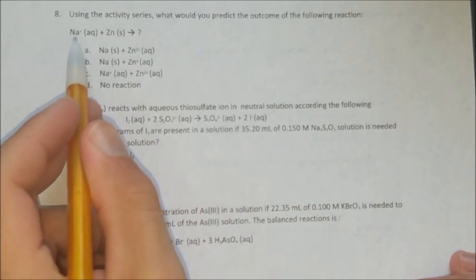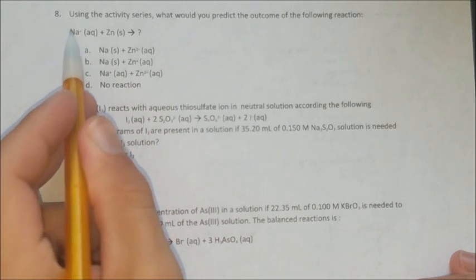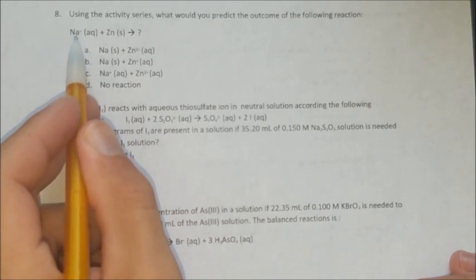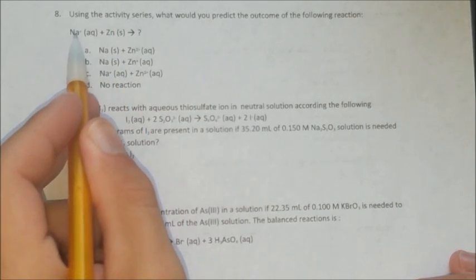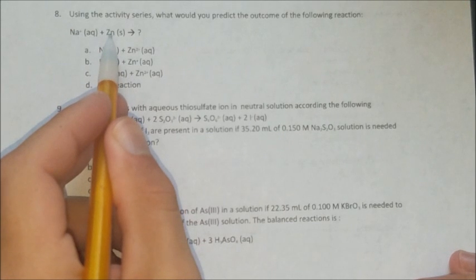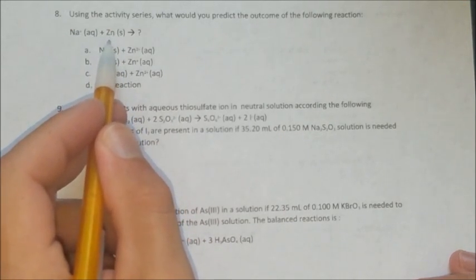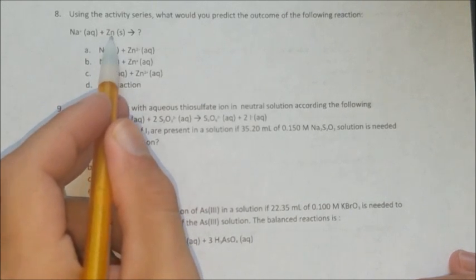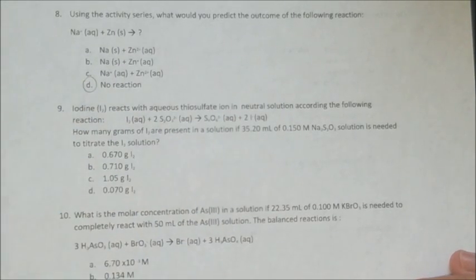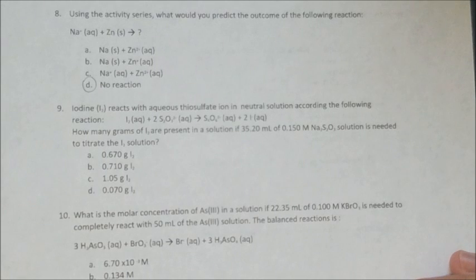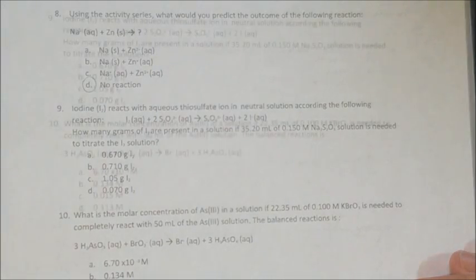So if we were going the other way around, like we had on the worksheet, with sodium having the electron and zinc being electron deficient, the sodium very readily will give up its electron to the zinc because it's the stronger reducing agent. But if we're trying to go the other way, that's not going to happen. The zinc cannot give its electron to the sodium because it does not have enough reducing power. So therefore, no reaction will happen when sodium ion and zinc metal are combined. Okay, so D is the right answer for number 8.